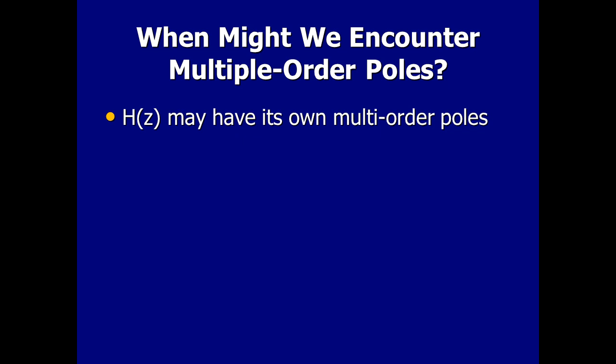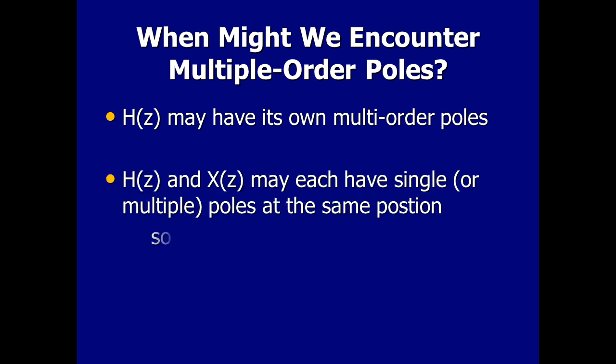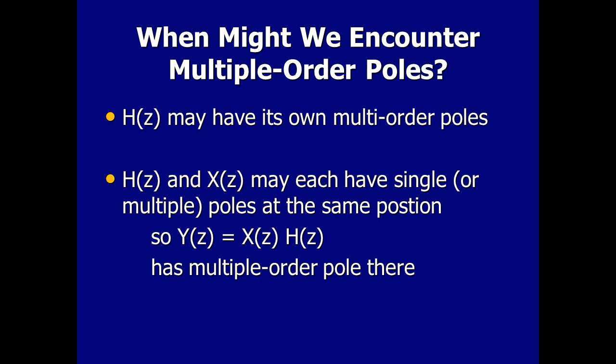Now, when might you get that? Well, if h of z has multiple poles, repeated poles and zeros, that's one case. Maybe a more common case is if h of z has a particular pole and your x of z also has the same pole, and when you multiply them together to do convolution, then the product, the thing you're usually trying to inverse transform to find y, is going to end up with multiple poles there. And that's a typical case where we might run into that. So we'll do that kind of case as an example.